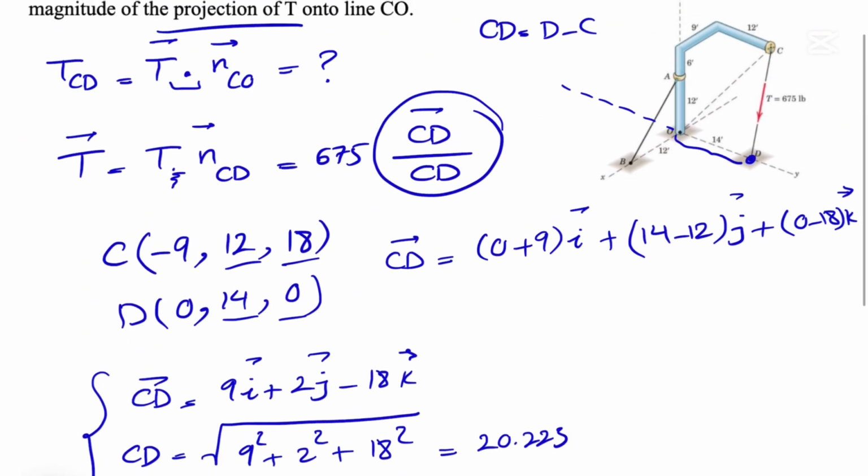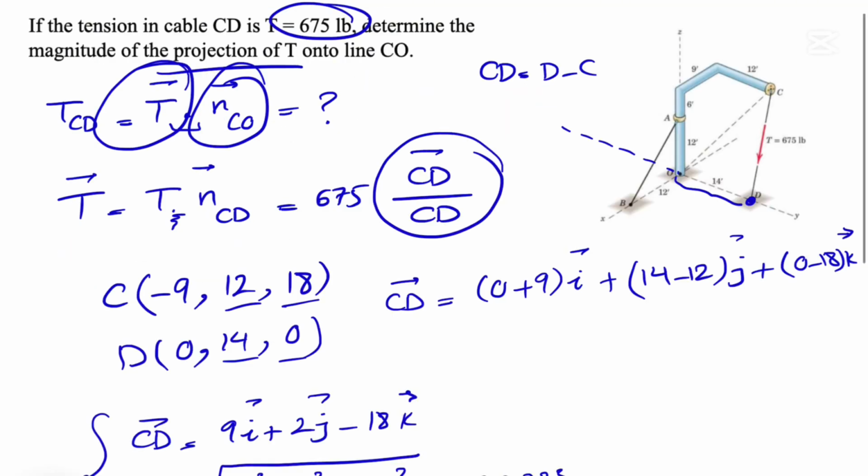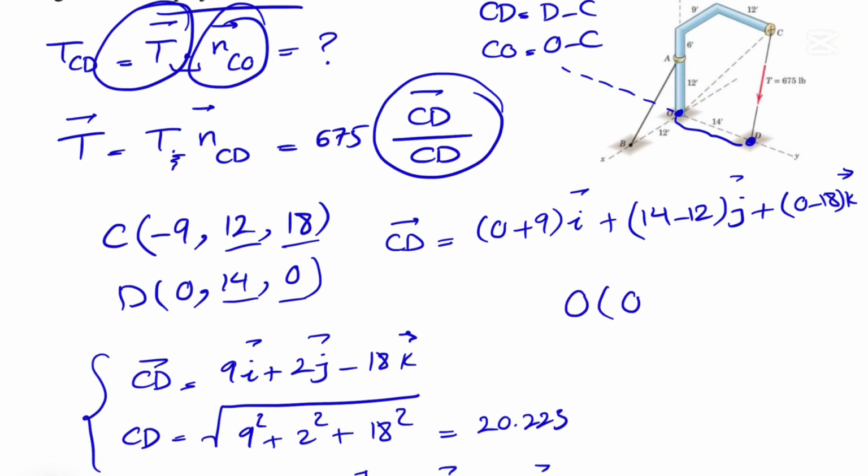So we found this part so far. Now let's find the unit vector for CO. We have the same thing. We have to find CO and divide it by the magnitude. If we look at this, our O is basically our origin. So moving from C to O, all we need to do for CO is do the same thing. This time we have O minus C. Our O, we know it's 0, 0, 0 since it's the origin, and C is what we found in the previous step: minus 9, 12, and 18.